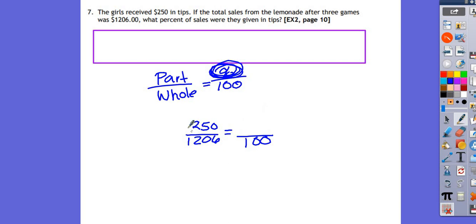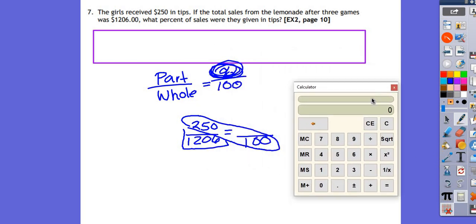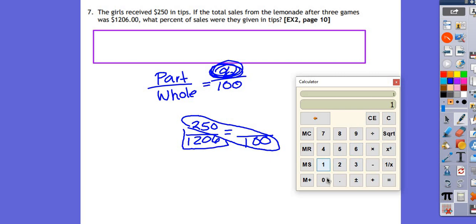So when I'm looking for a percent here, I'm going to cross multiply, then divide by that whopping number. Look at my calculator here. I cannot calculate those in my head. So 100 times 250. We're going to divide by 1206. And I get 20.7.